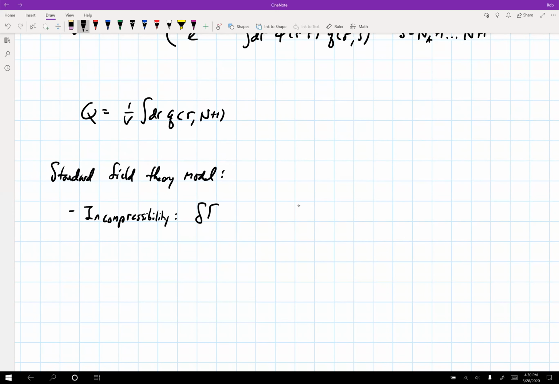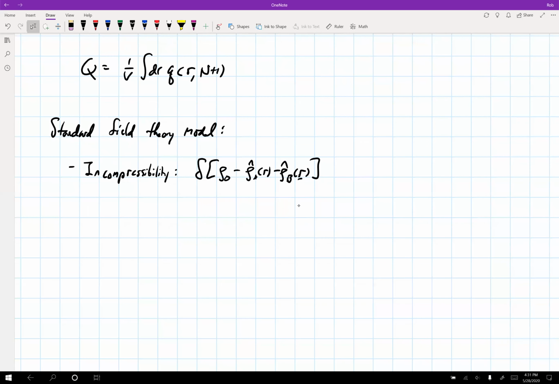Right, so we'll again use a delta functional where we will enforce everywhere that rho A of R plus rho B of R, everywhere we're going to enforce strictly that the density has to be equal to rho naught. And then we'll also have, like in the regular solution theory, that chi interaction. We'll also have that here. Right, so we also have the Flory chi interaction.